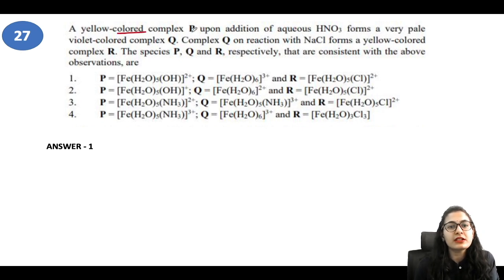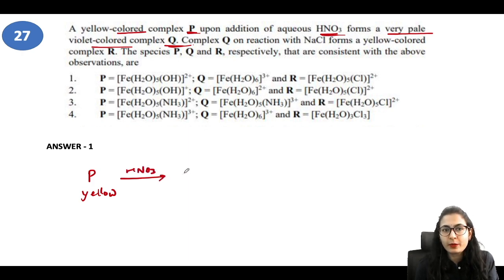Now a yellow colored complex P upon addition of aqueous HNO3 forms a very pale violet colored complex Q. Alright, so a yellow colored complex P on addition of aqueous HNO3. Whenever a statement kind of question is given, just write in a simplified way so that it's easy to solve. Gives you a very pale violet colored complex. So I'll write pale violet.